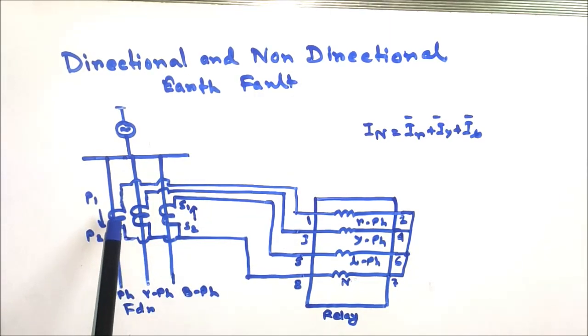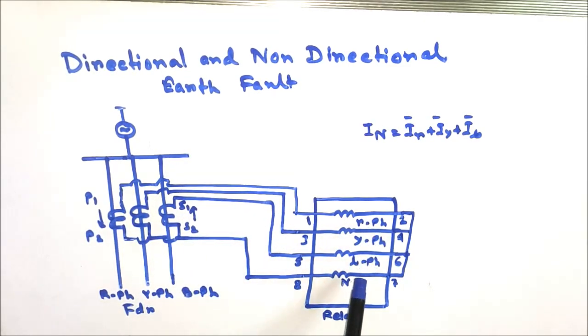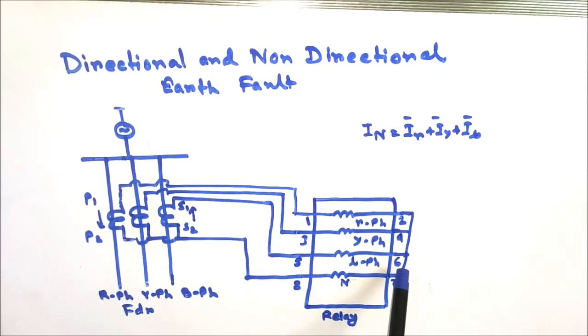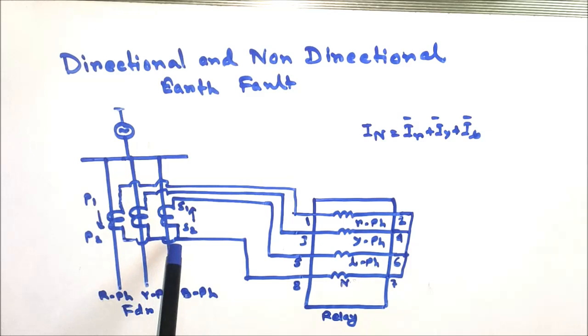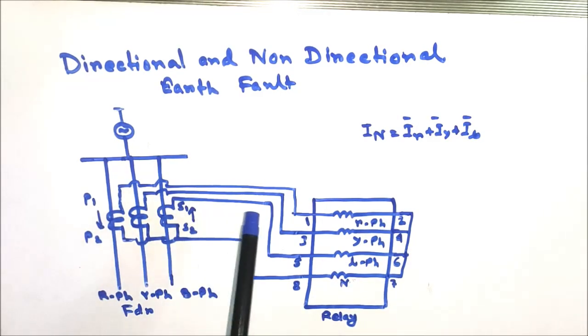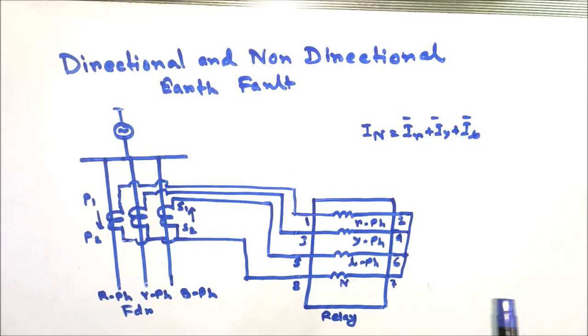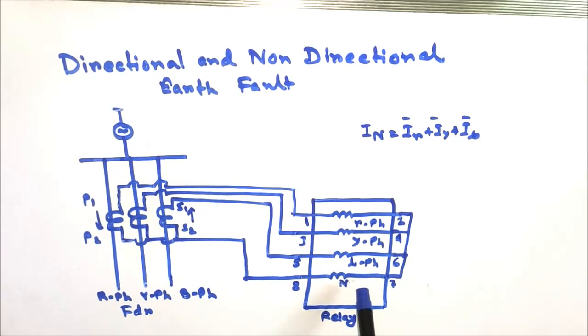So the S1 terminals for red, yellow and blue phase are connected to the relay coils, red, yellow, blue phase, at terminals 1, 3, 5 respectively, and terminals 2, 4, 6 are shorted together to form the neutral, and 7 is connected to the input of the neutral coil, and 8 is taken back to all the S2 terminals, shorted together, so that any unbalanced current or fault current can go back to the S2 of all phases. This is how the relay connection is made, and this neutral coil of the relay senses the earth fault.